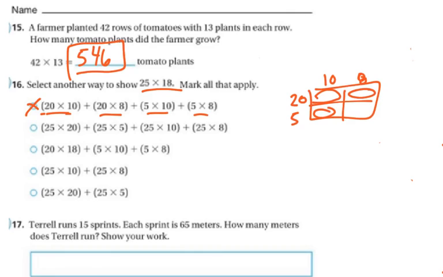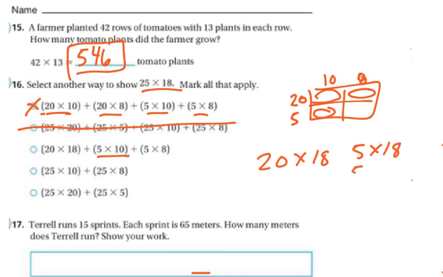The next one is 25 times 20. Well, that just doesn't even make any sense because 25 times 20, this isn't even a 20. So definitely not that one. Then we have 20 times 18. Well, we could do that. We could do 20 times 18, right? And then we'd have 5 times 18. So they have 5 times 10. Okay, we could do that. We could take this and make this 5 times 10 and then 5 times 8. That one makes sense. All right, let's look at the next one.